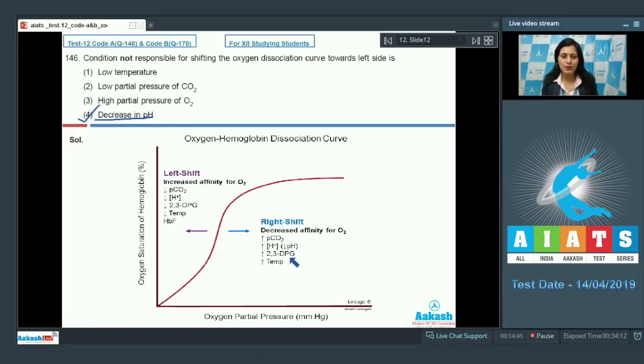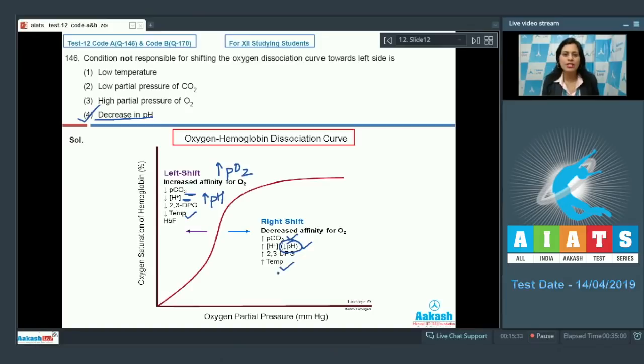As you can see here in this graphical representation of oxygen hemoglobin dissociation curve, the factors which are responsible for shifting the curve to the left side are high partial pressure of oxygen, then low partial pressure of carbon dioxide, low hydrogen ion concentration, and high pH, then low temperature, etc. While the factors which are responsible for shifting this curve to the right side include high partial pressure of carbon dioxide, high hydrogen ion concentration, and low pH. So this decrease in pH or low pH is responsible for shifting the curve to the right side.